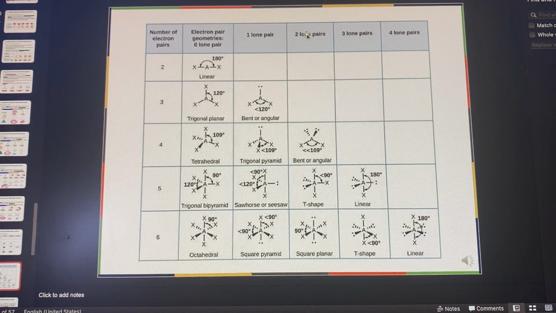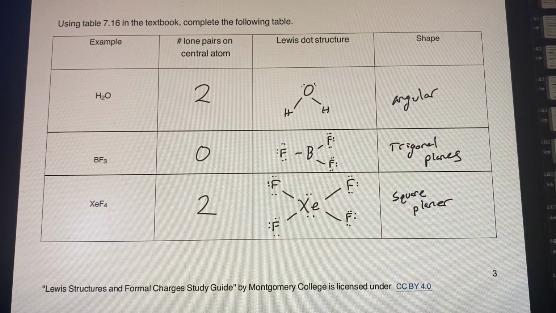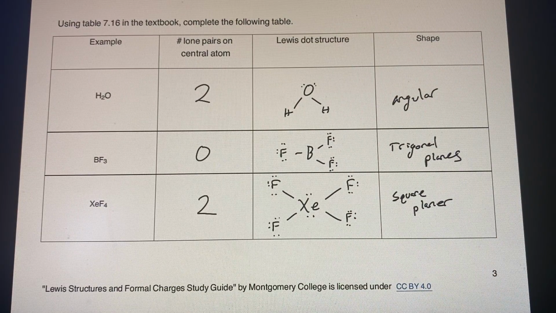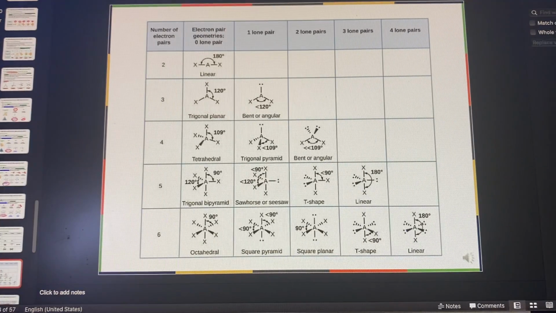and we have a total of those 3, and so therefore it is angular. So we can go ahead and do that. Same thing for the BF3, where we have 0 pairs of extra electrons, and we have the 3 extra atoms, so therefore it is trigonal planar. And we can see that right here. So the trigonal planar is the 0 lone pairs with the number of electron pairs, which is 3.